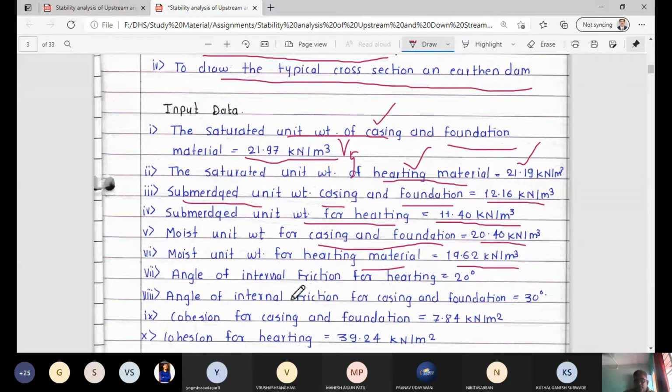And the angle of friction, phi, for the earthing is given as 20 degrees. The angle of internal friction for the casing and the foundation, phi, is given as 30 degrees. Then the cohesion for the casing and the foundation is given as 7.84 kilonewton per meter cube.